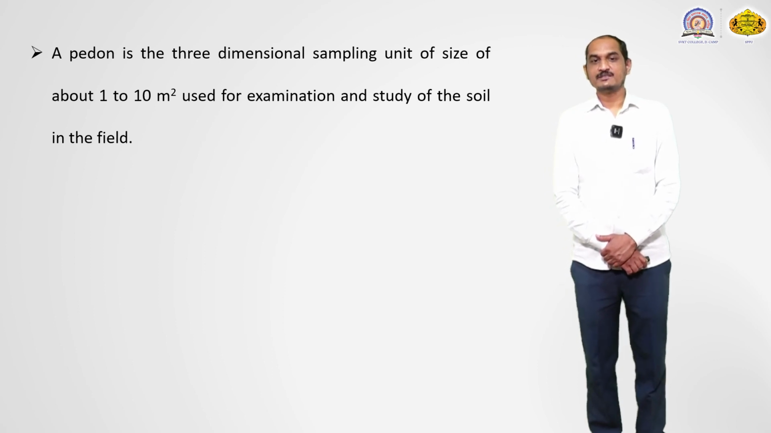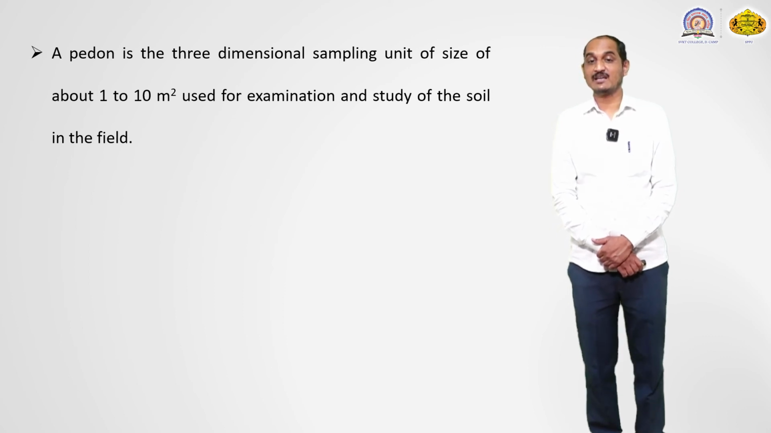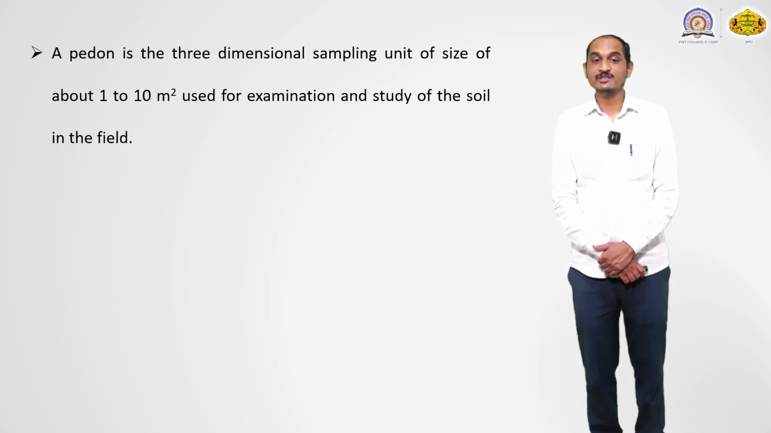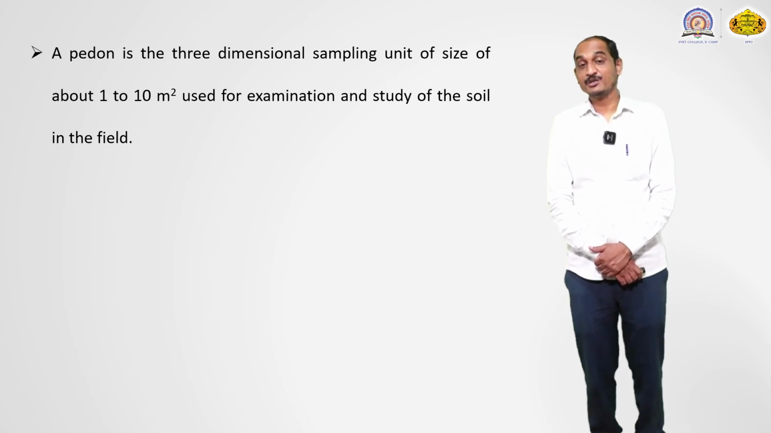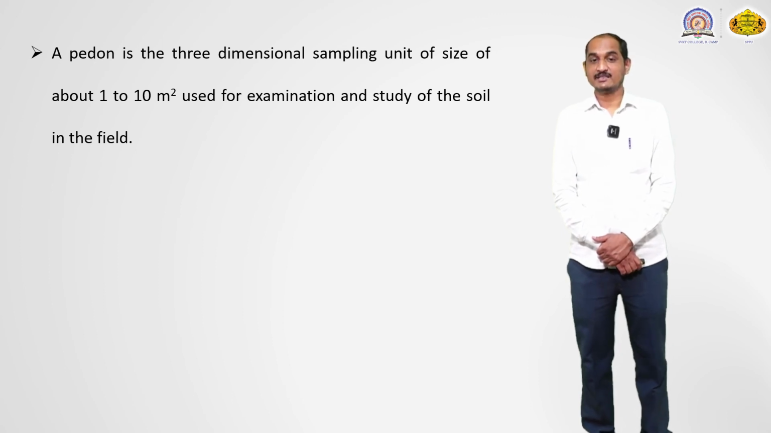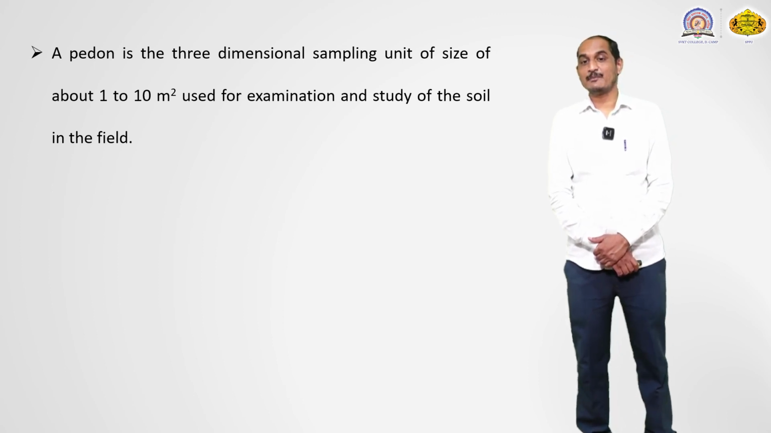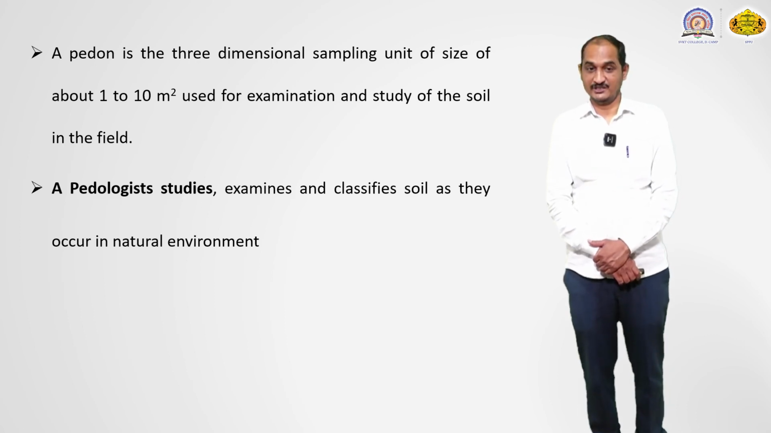We know that a pedon is a three-dimensional sampling unit of size about 1 to 10 square meters, used for the examination and study of soil in the field. By using this pedon sampling unit, we can take samples for the examination and study of the different properties of soil from the field.